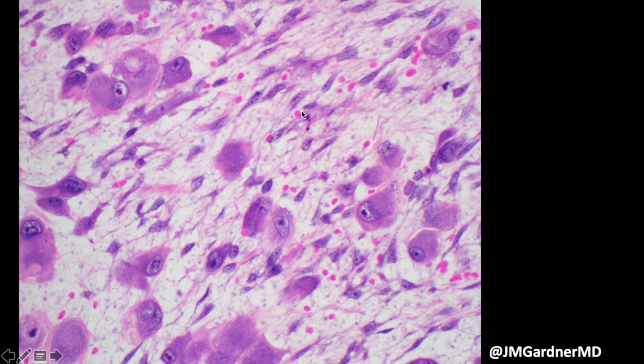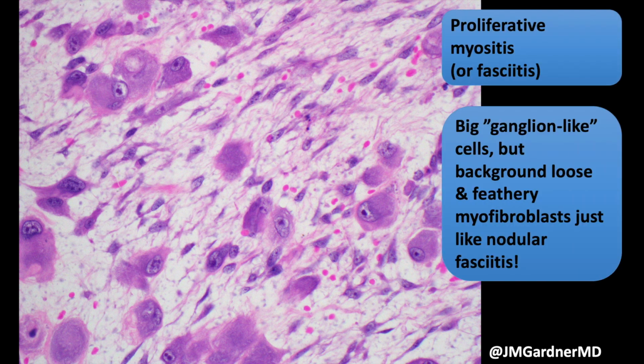So these cells can look pretty scary if you're not familiar with them, but once you know what they are and you see them in the background of what looks like otherwise fasciitis, these ganglion-like cells, when they're abundant, you can call this proliferative myositis if it's in the muscle, or proliferative fasciitis. To me, that's just two names for the same spectrum of thing. You have these large ganglion-like cells, but they're in a loose, feathery, myxoid background that looks just like nodular fasciitis. But these can be pretty scary when you see these plus mitoses.